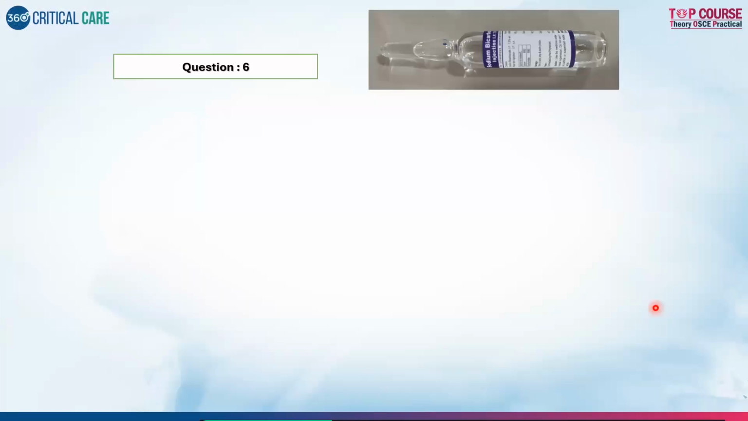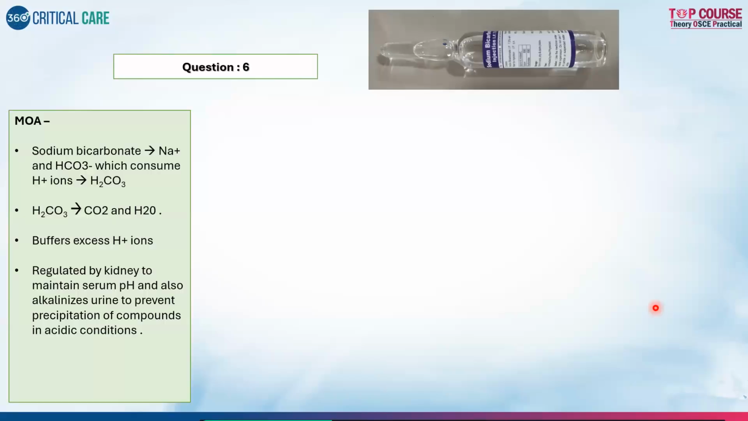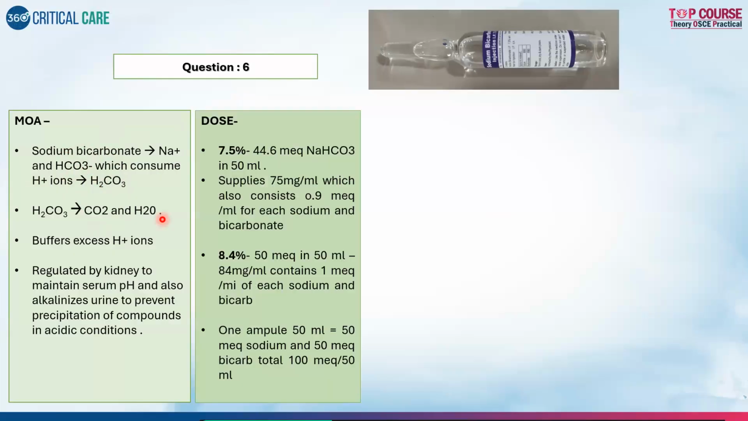So question 6, what is this vial? This is very much a favorite of all the examiners. The sodium bicarbonate, the mechanism of action of sodium bicarbonate being that it dissociates into sodium and bicarbonate, which is consumed by the hydrogen ions, forming carbonic acid, which can further break down into carbon dioxide and water. And it exactly acts as a buffering system to maintain the serum pH and alkalizes the urine to prevent precipitation of compounds in acidic condition.